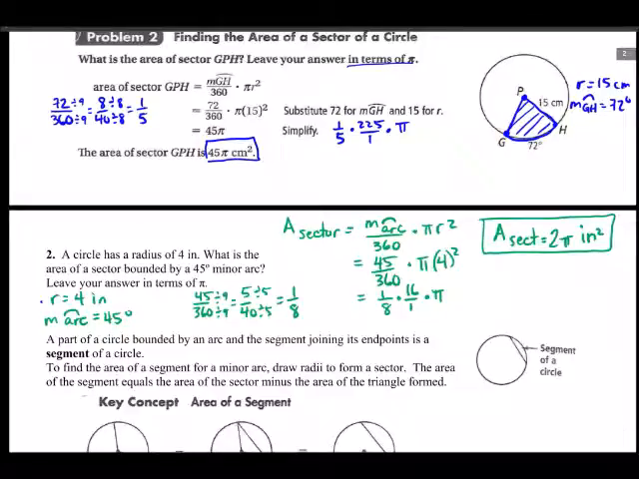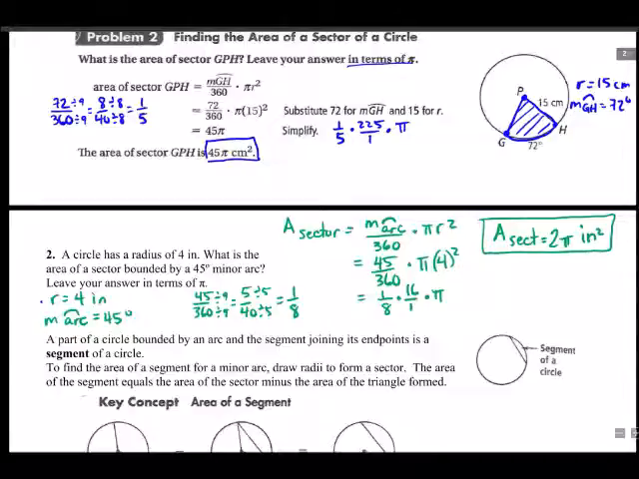If you followed the steps and wrote everything out, that was a pretty straightforward problem. We were told that our radius was 4 inches and the measure of our arc was 45 degrees. So I wrote my formula. The area of a sector is the measure of the arc over 360 times pi r squared. Put in my 45 and my 4. And then I am going to reduce my fraction here, 45 over 360. I know those are both divisible by 9, gave me 5 over 40. Those are both divisible by 5. And I got 1 over 8.